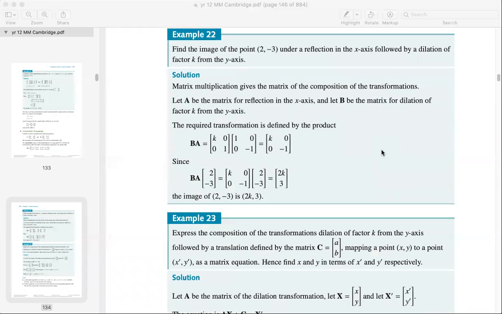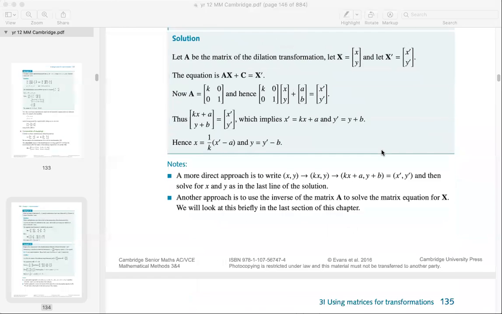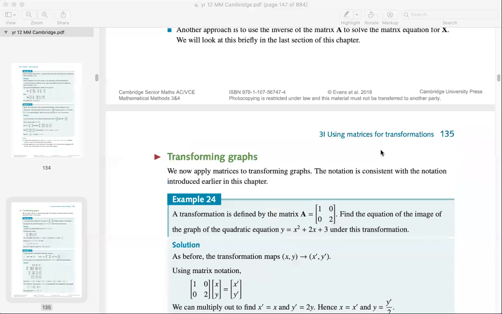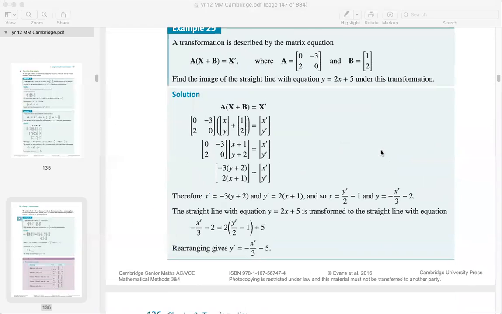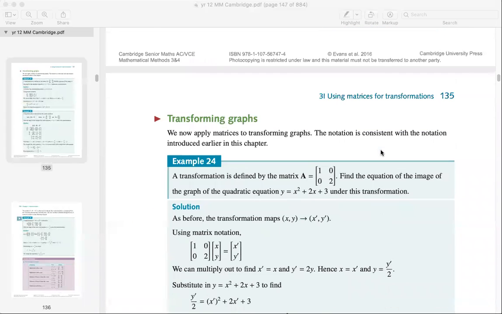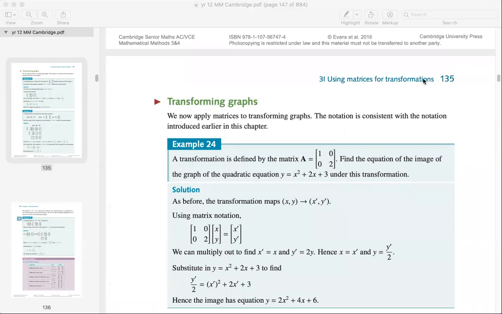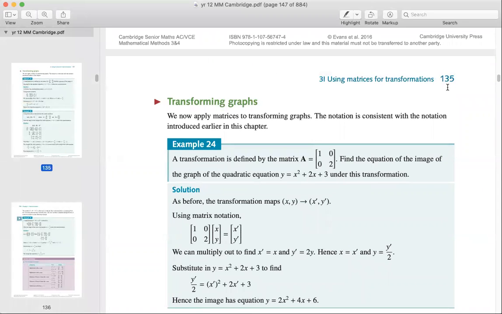And examples 22 and 23 are essentially the same thing. Okay. And due to the time constraint, I'm going to stop here. Later, in the next one, I'm going to talk more about transforming graphs and how to use matrices to determine the transformations. And for my next video, once we've done this one, I will give you some exam questions to become familiar with these topics.